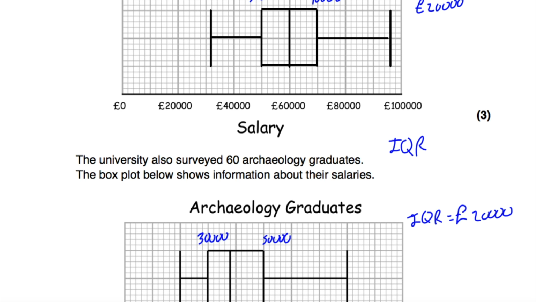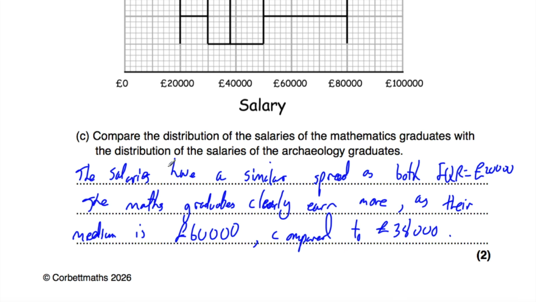So let's explain that. And that's it. I've just explained that the salaries have a similar spread as both distributions have an interquartile range of £20,000. So they've got a similar spread. But the maths graduates clearly earn more as their median is £60,000 compared to the £38,000 for the archaeology graduates.